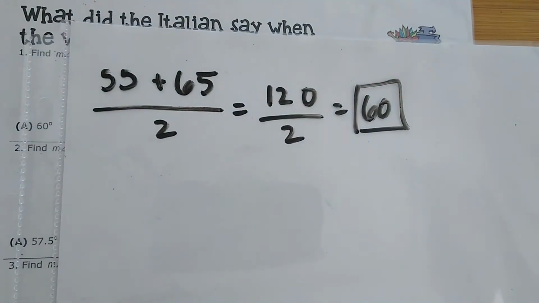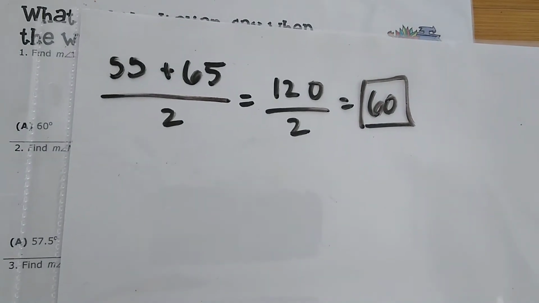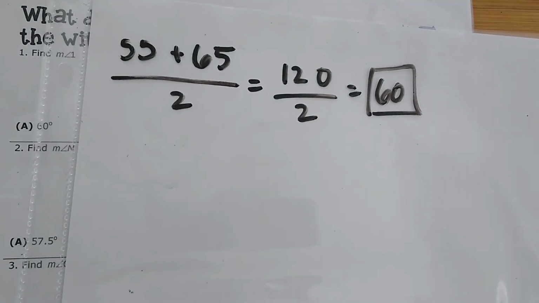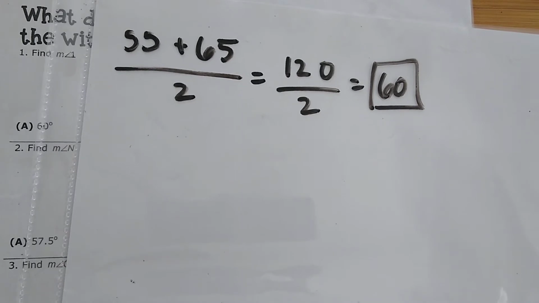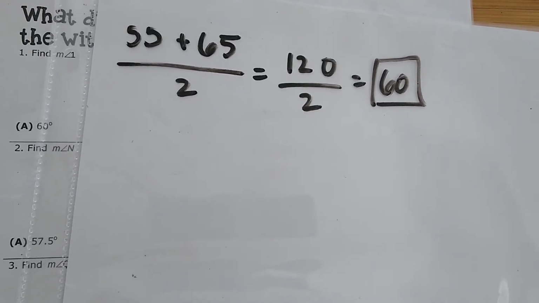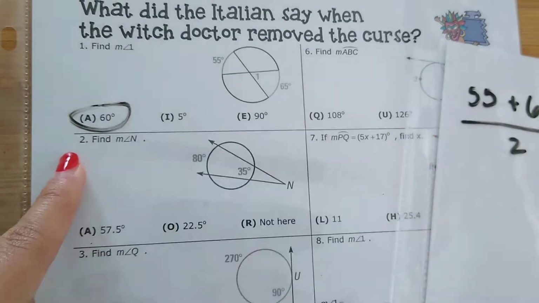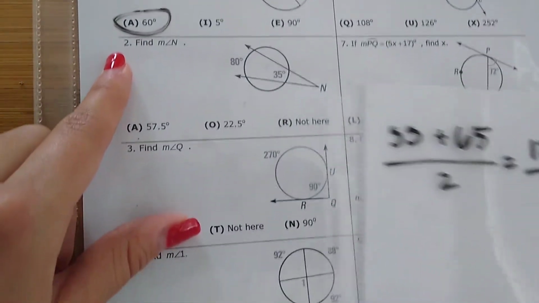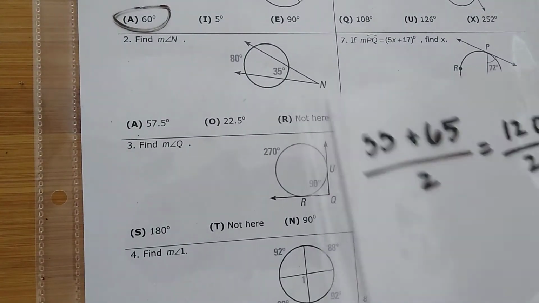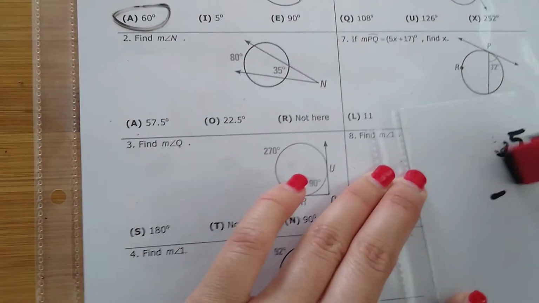Okay, again, that was just using the equations or the formulas that were given on 10.5, theorem, tangent, and intersected chord theorem. So that would be A. Okay, let's go ahead and move on to the next one. I'm going to go ahead and erase this.